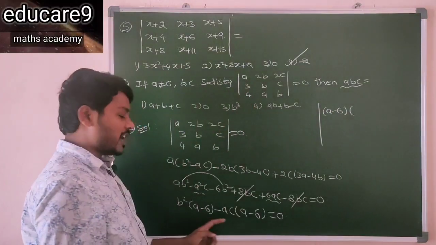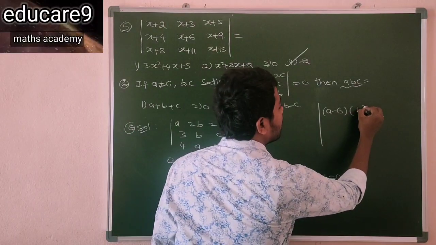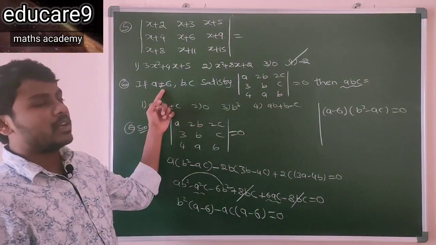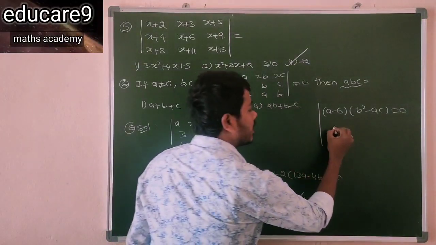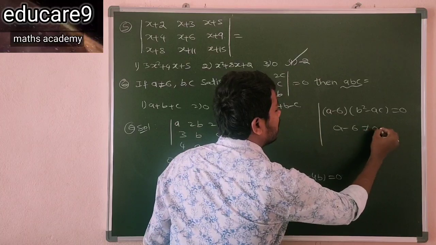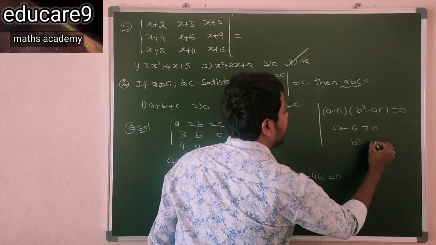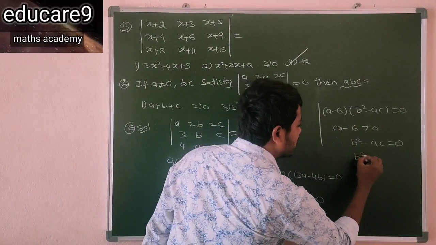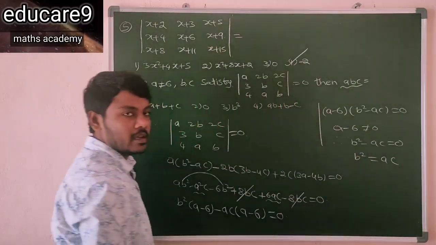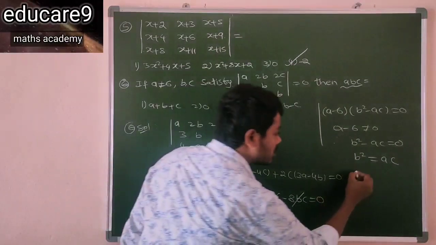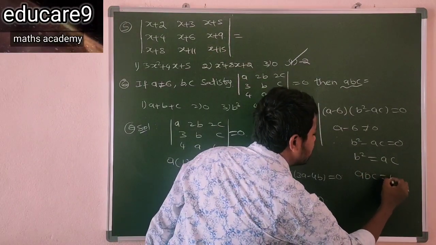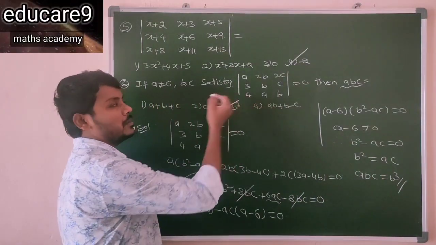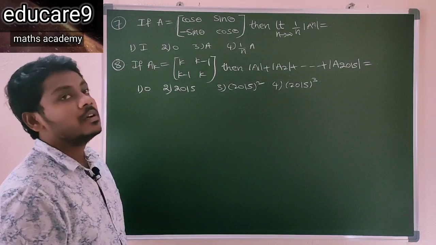You will get b square minus ac is equal to 0. But here a minus 6 is not equal to 0. Therefore b square minus ac equals 0. From this, b square is equal to ac. So multiplying b on both sides, what you get? abc is equal to b cube. So clearly option 3.